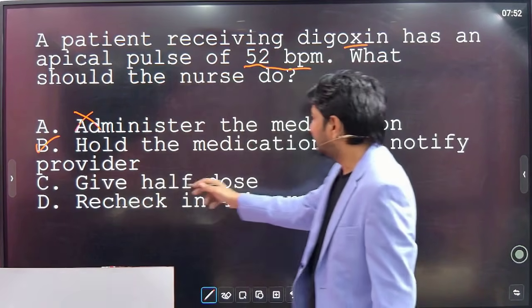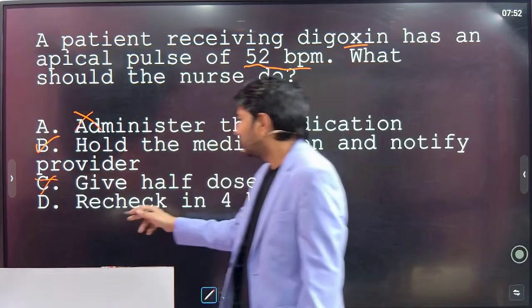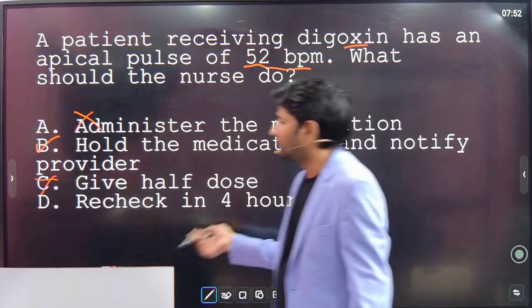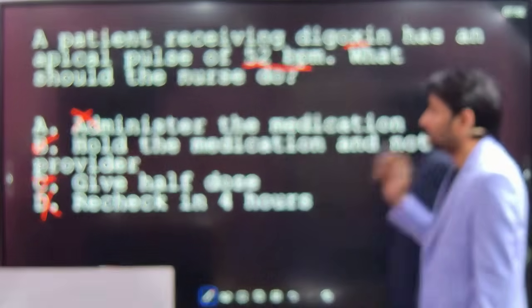After that, C, give half dose. No, giving a half dose doesn't make any sense either. Then, recheck in 4 hours. We can keep checking later, but our first action will be to hold the medication and notify the provider.